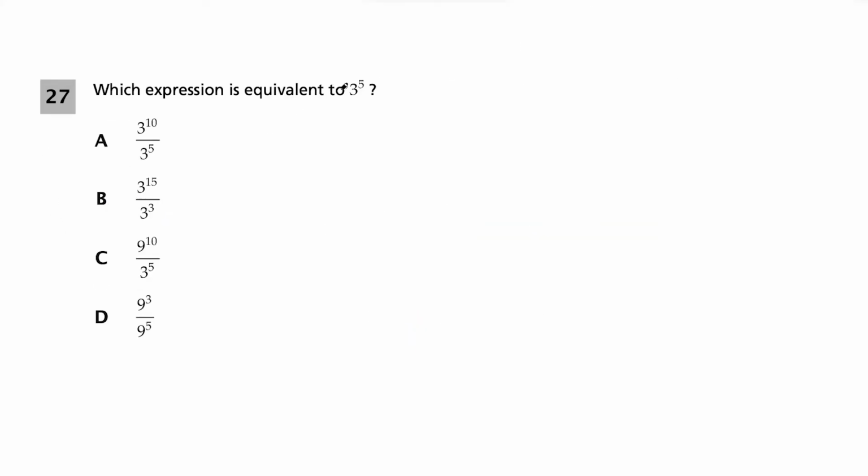Question 27, which expression is equivalent to 3 to the 5th power? So for this question, we should know the exponent rules. We have a to the b divided by a to the c equals a to the b minus c. Anytime you divide two exponent terms that have the same base, what you do is you just keep the base the same and you subtract the exponents.